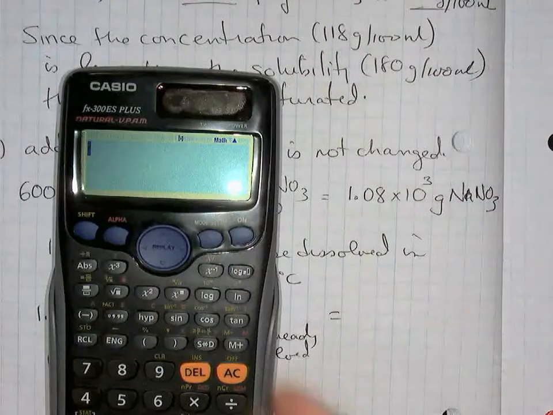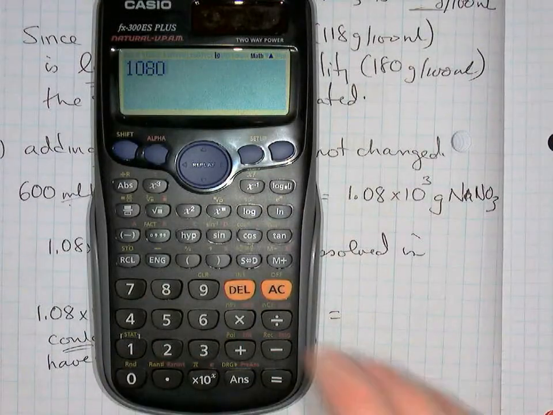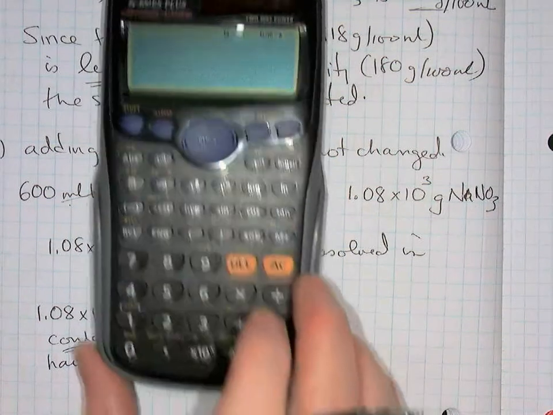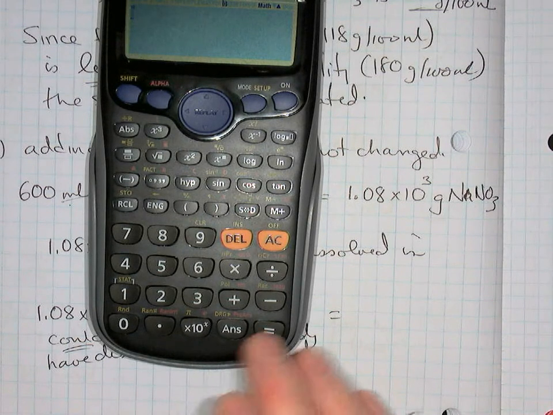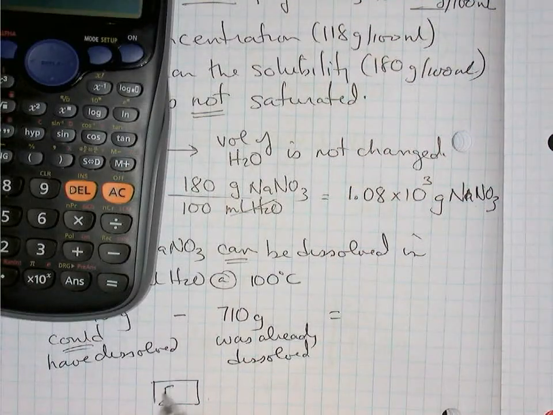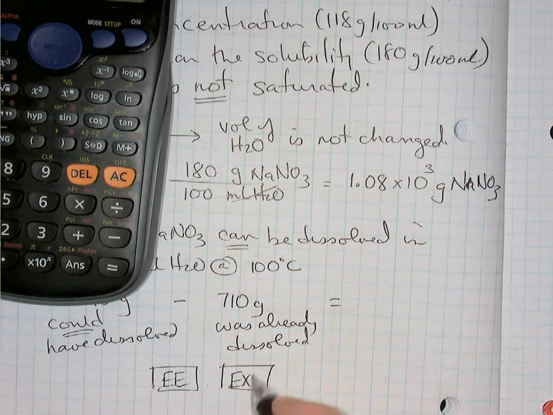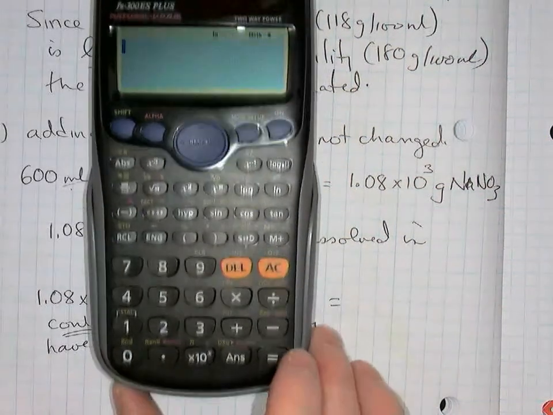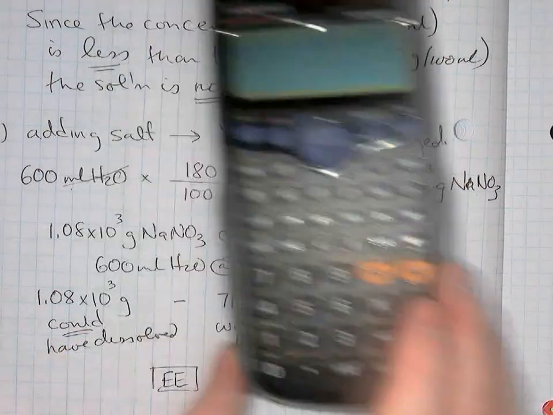Now, if you want to write 1.08 times 10 to the 3 as 1,080, that's fine. But remember, you have a scientific notation button. On this calculator, it's this button here, times 10 to the x. On other calculators, it will be an EE button, or a button that says EXP. Those are scientific notation buttons. So on this calculator, it's actually got a button that says times 10 to the x, which is rather rare. You don't see that very often.